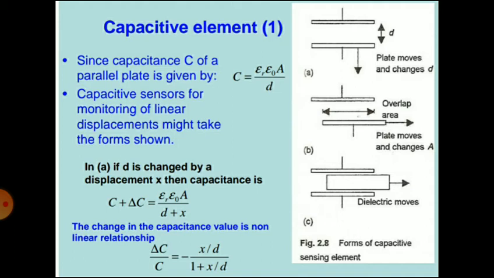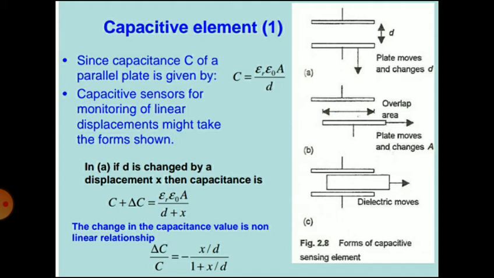And second, change in capacitance due to change in overlapping area of the plates. You can see the second diagram. So these are the two effects that are considered in a capacitive element: first, change in capacitance due to change in distance between the two plates, and second, change in capacitance due to change in overlapping area of the plates. This change in capacitance can be calibrated in terms of displacement.